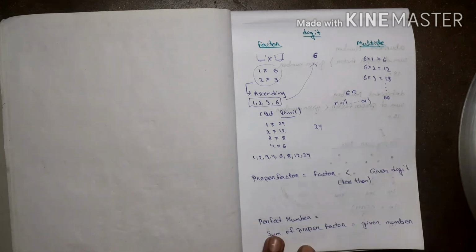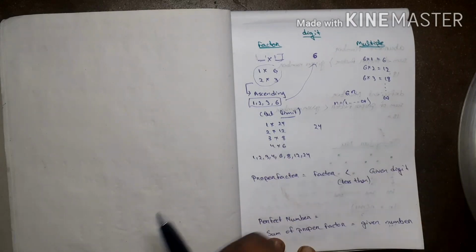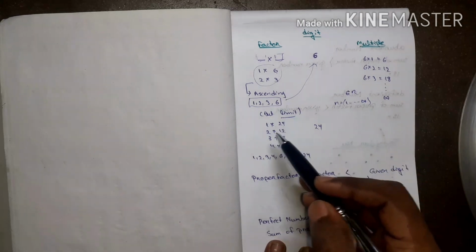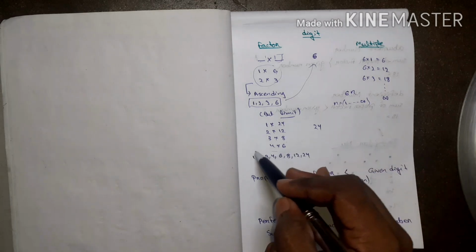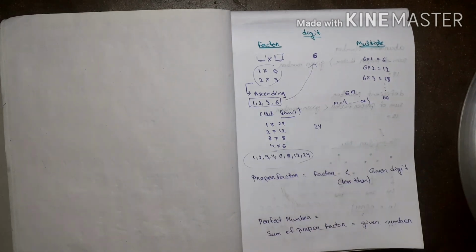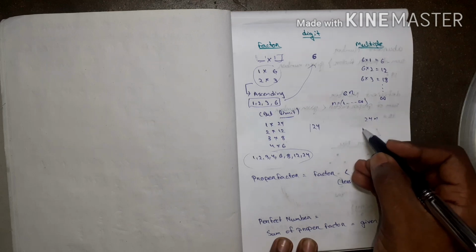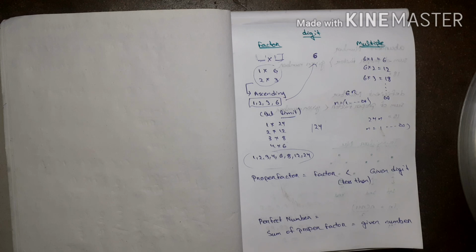Similarly, take 24. 1 into 24 is 24, 2 into 12 is 24, 3 into 8 is 24, 4 into 6 is 24. Then arrange in ascending order: 1, 2, 3, 4, 6, 8, 12, 24. These are all the factors of 24. Which two numbers multiplied give 24, those are our factors. And the multiple of 24 is 24n, n equal to 1 to infinity. Understand?